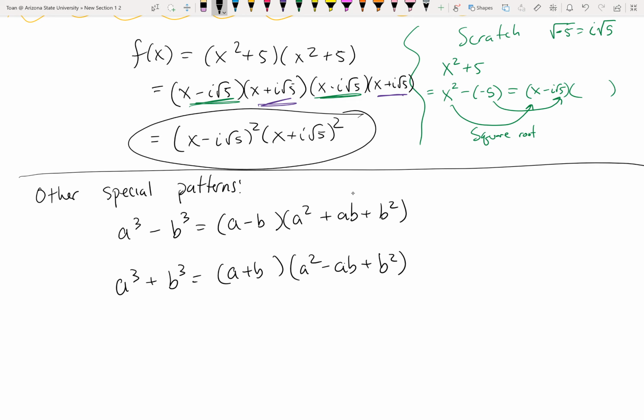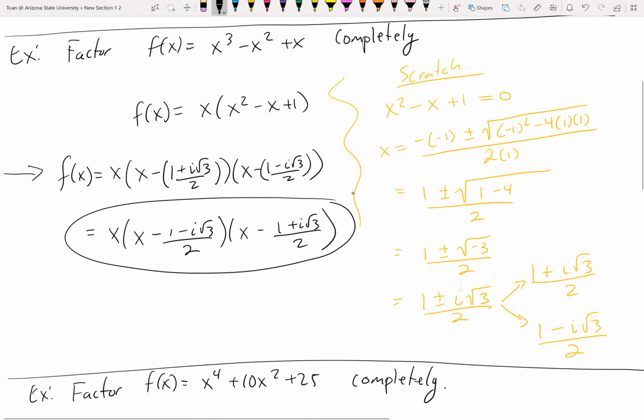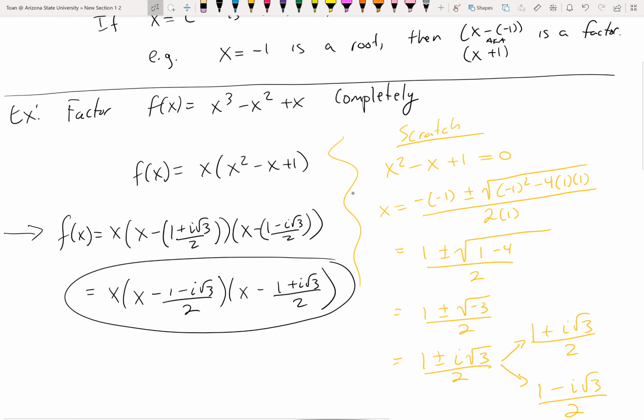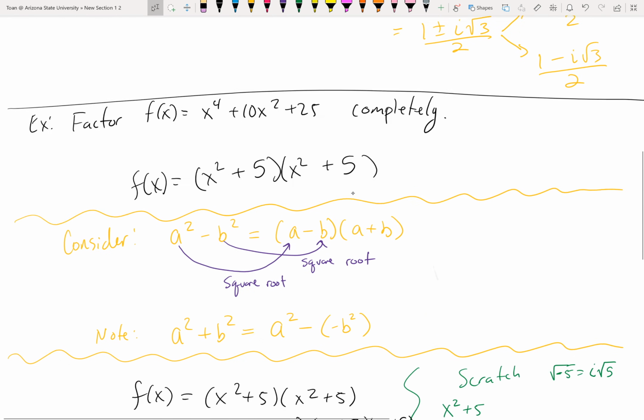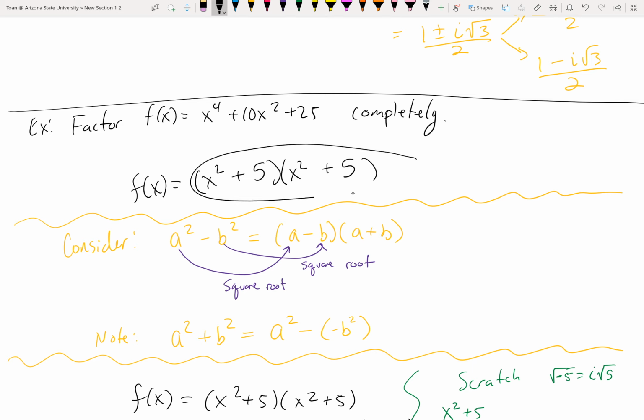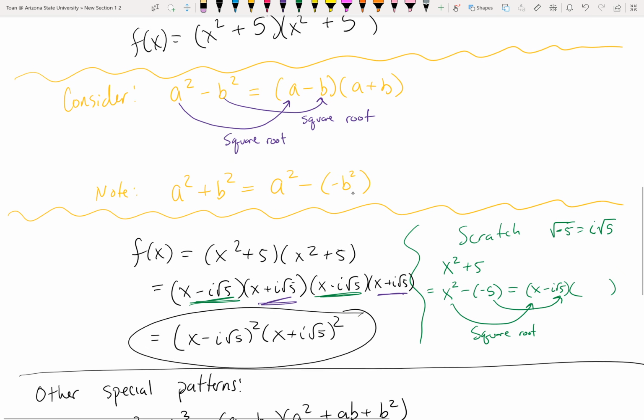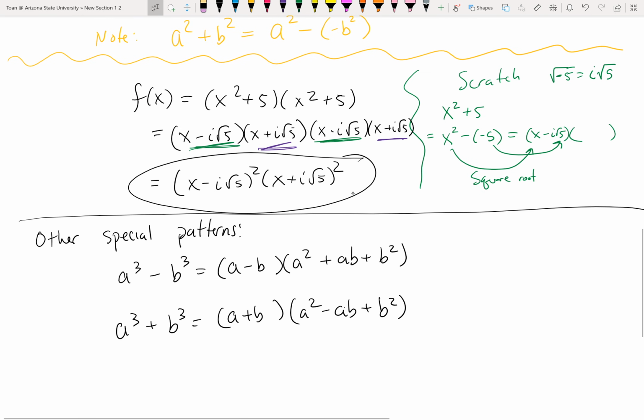That's about it. Factoring polynomials completely is just a matter of, if something's not factorable, try solving it first. Or if you notice that your non-factorable thing only has two pieces, like an x squared plus 5, use some factoring patterns. Just go ahead and give this a shot. Practice makes perfect.